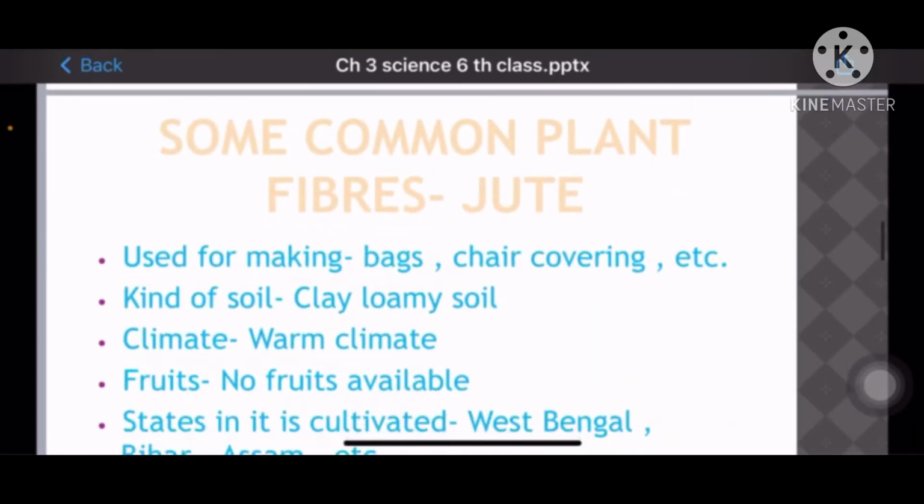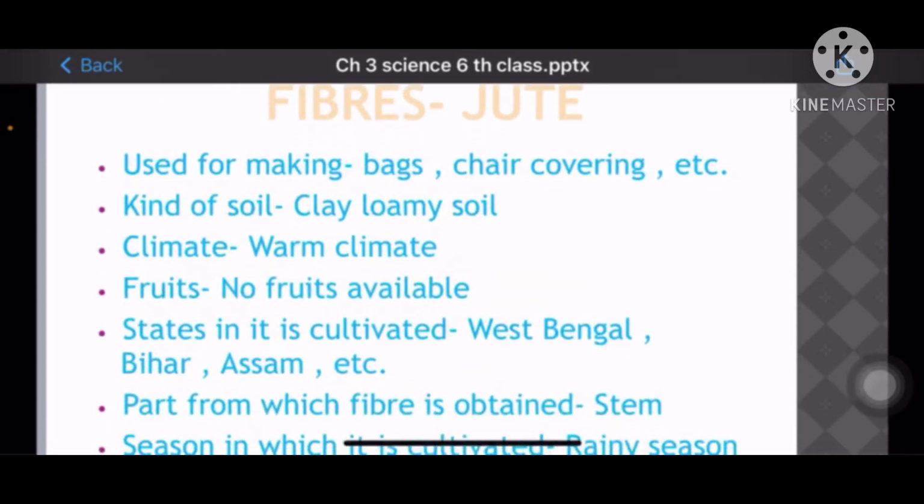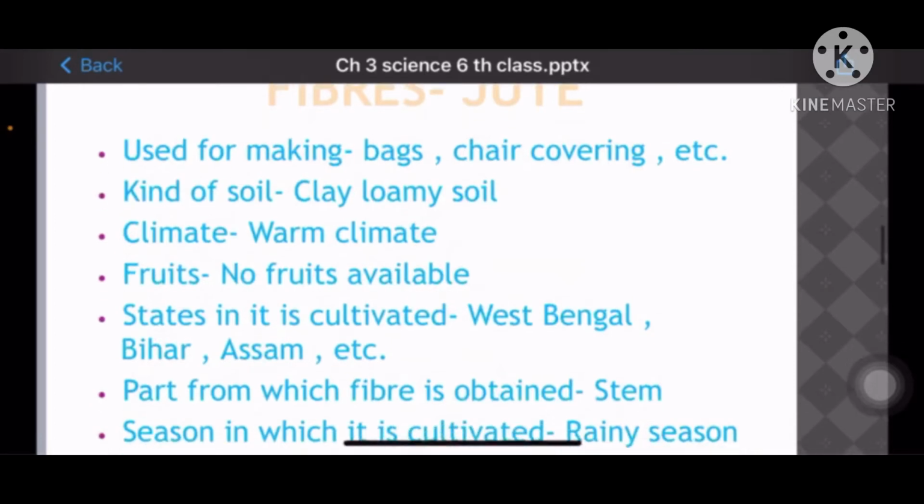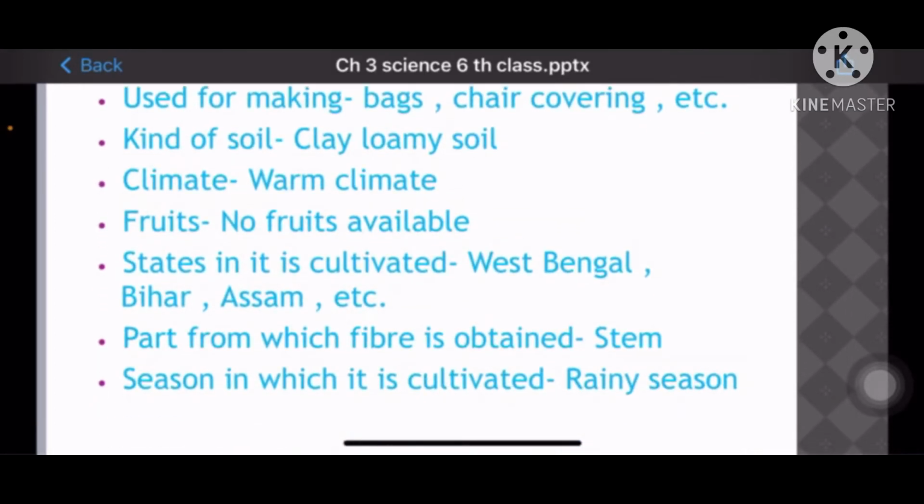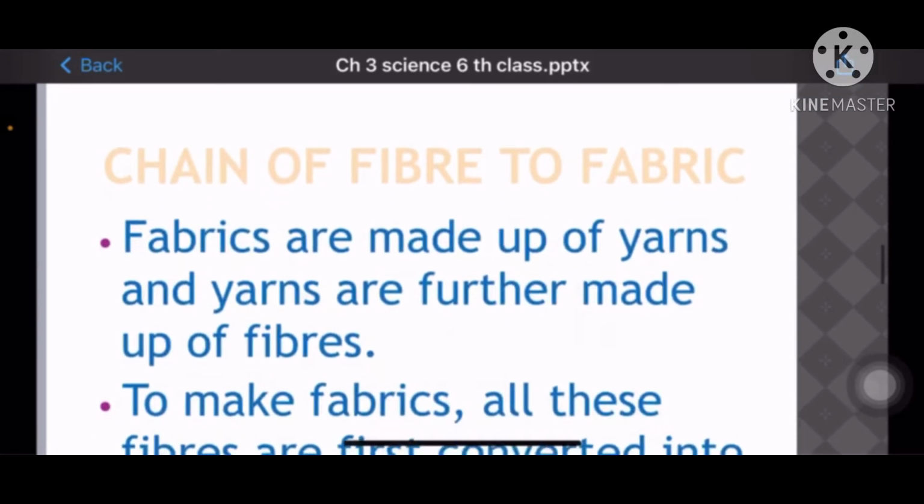Some common plant fiber, jute. Used for making bags, chairs, covering, etc. Kind of soil in which it is grown is the clay loamy soil. Climate in which it is grown is the warm climate. Fruits, no fruits available. States in which it is cultivated are West Bengal, Bihar, Assam, etc. Part from which fiber is obtained, stem. Season in which it is cultivated, rainy season.